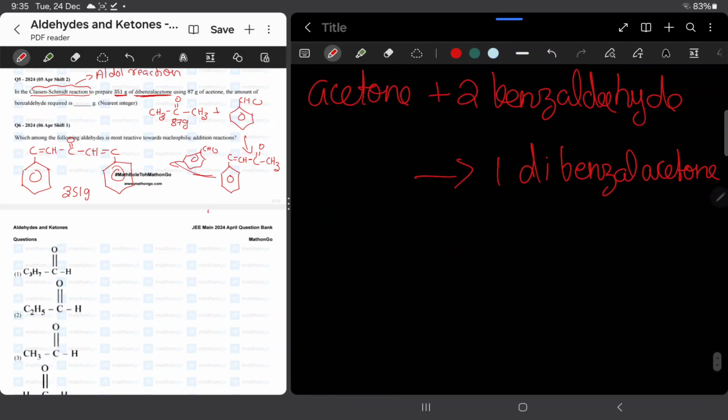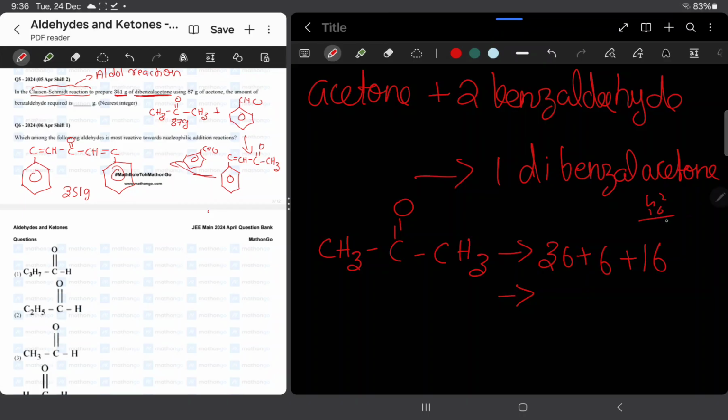So you can calculate accordingly. The mass of acetone we should calculate first. If you are doing it in the exam hall, you should calculate it like this. So what is the mass of acetone? It will be CH3 C double bond O CH3. That is 12 plus 12 plus 12, 36, plus 6 hydrogens, 42, plus 16, 58 gram. So 1 mole is 58 gram of acetone.